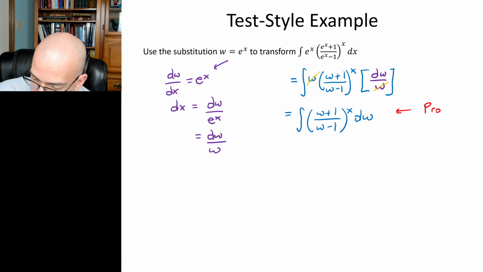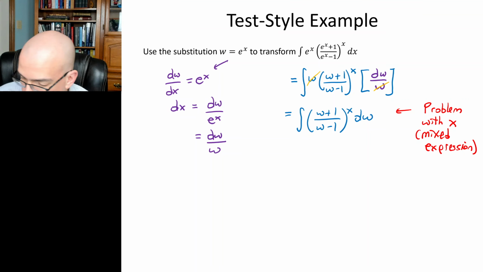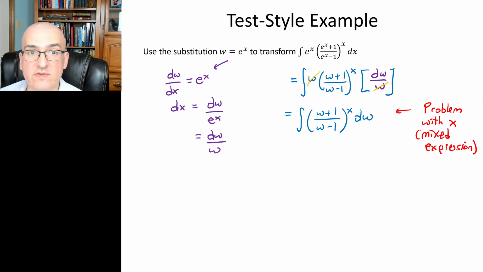Problem with x. It's a mixed expression. A mixed expression is bad. It should be only in terms of one variable. So what do we need to do? We have to look at our substitution and use it backwards.